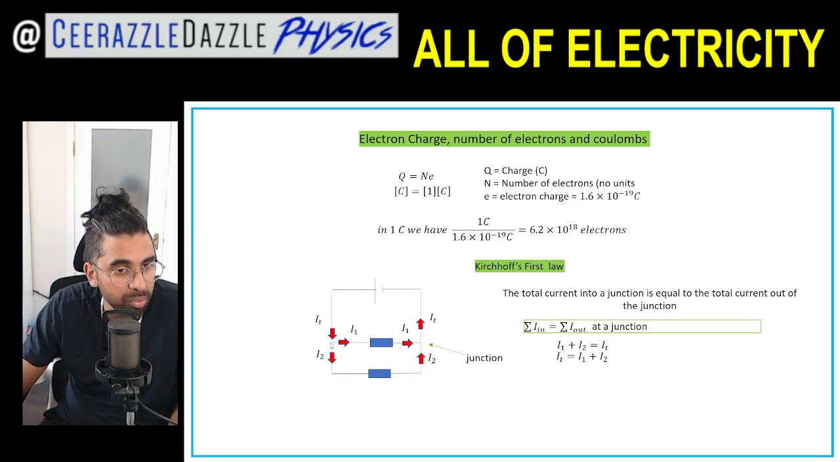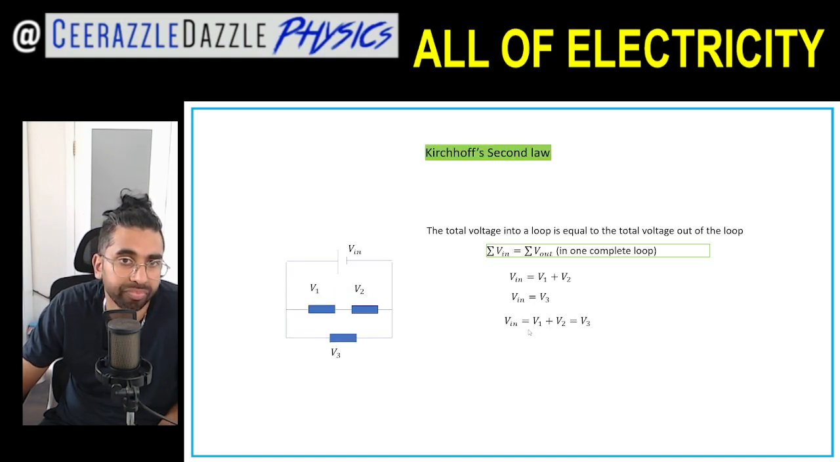In this case, we can see that IT is equal to I1 plus I2, and then they recombine. I1 plus I2 is equal to IT in this case over here. This is going to be Kirchhoff's first law.